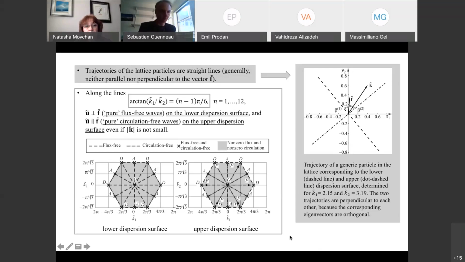There are also some points, marked here by crosses on the diagram, where both flux and circulation are equal to 0. And this happens because the vector f vanishes at those points. We come back to those points when we start looking at the chiral lattice associated with the triangular lattice. And we will see why the points are important a bit later in the talk.